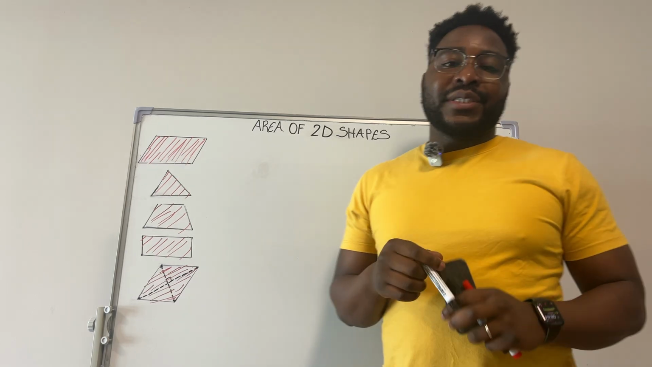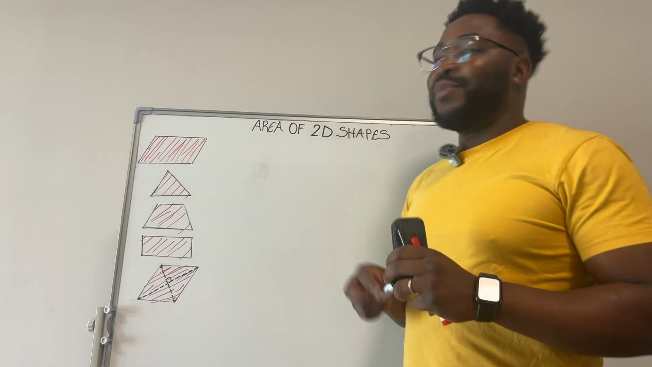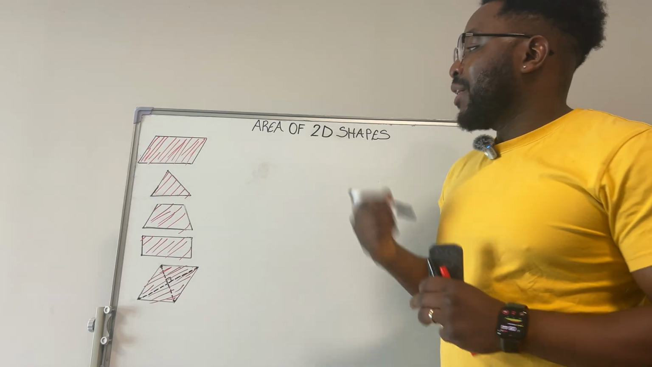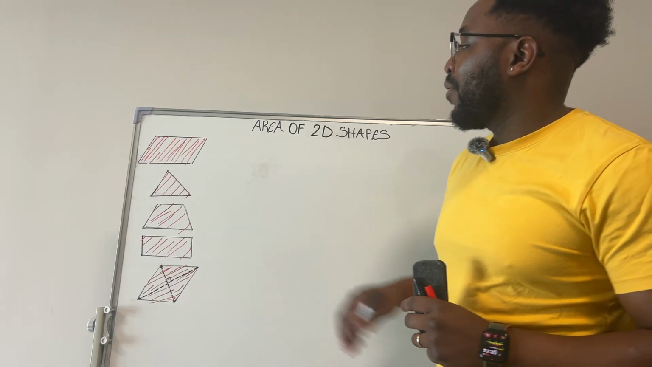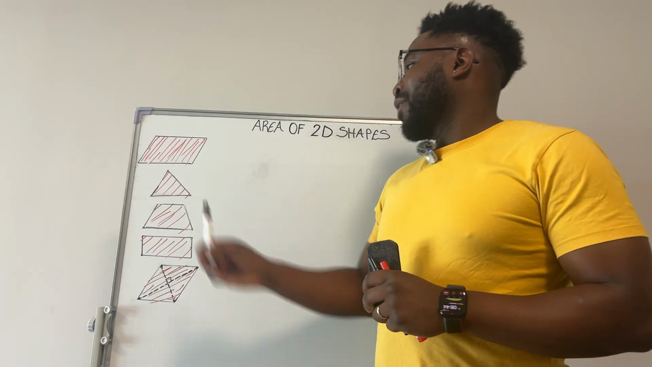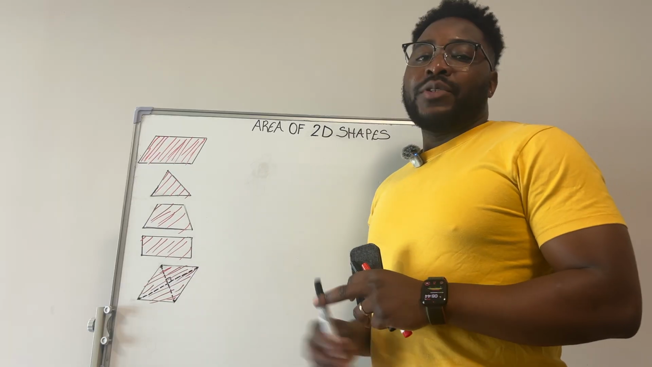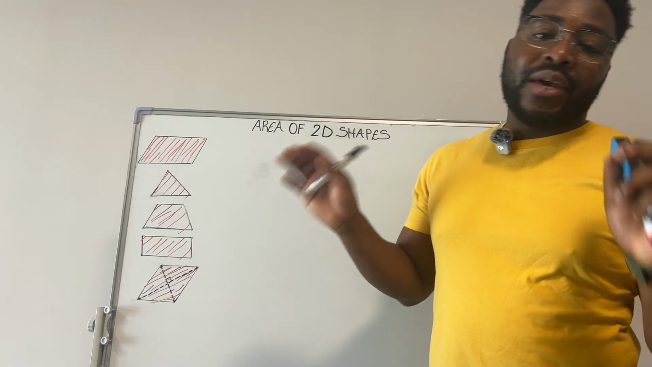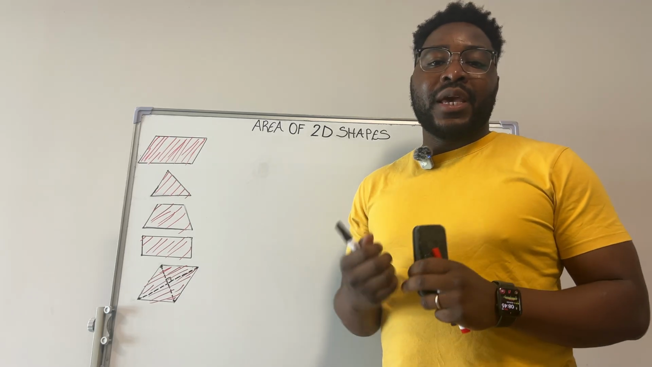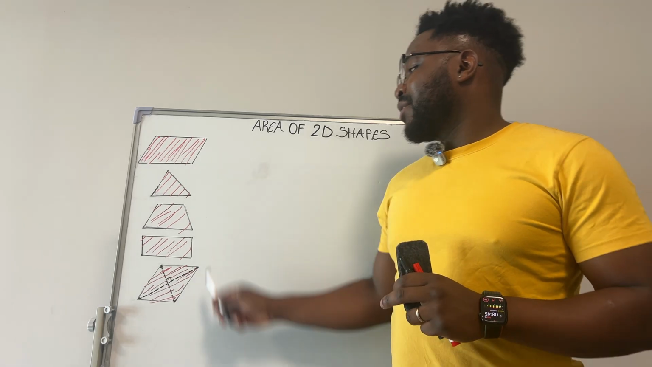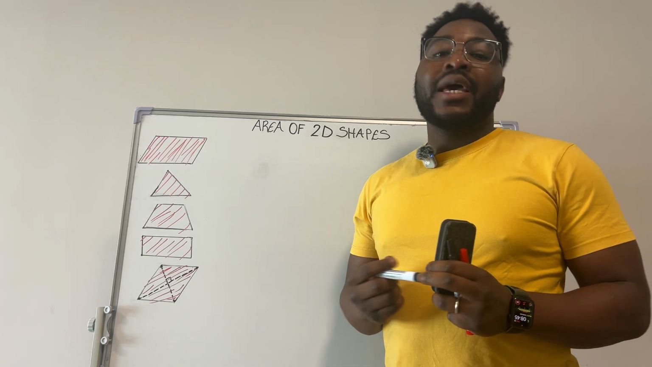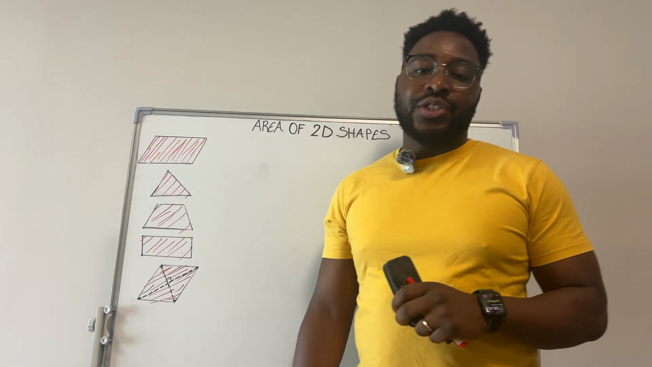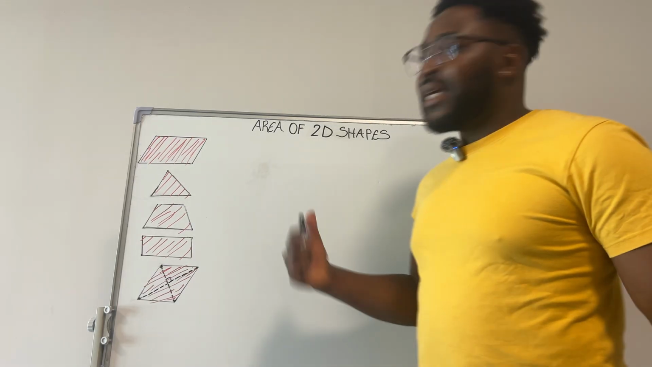Hello everyone, it's Mr. Salimata over here, and in today's lesson we'll be looking at area of two-dimensional shapes. In this lesson we're going to cover the area of a parallelogram, a triangle, trapezium, rectangle, and a rhombus. By the end of this lesson, every student should be able to recognize these 5 two-dimensional shapes and be able to find the area of these shapes. Okay, so now let's get into our lesson.